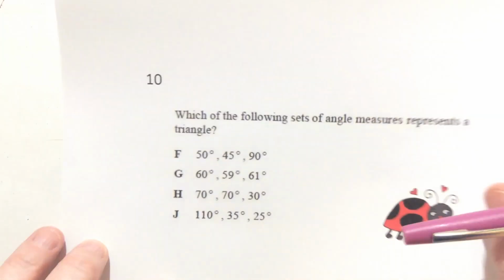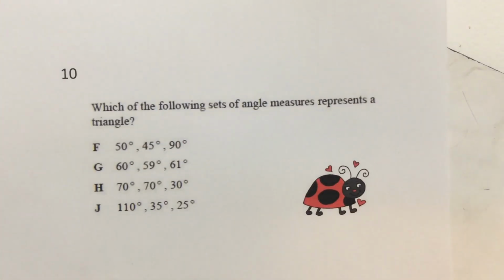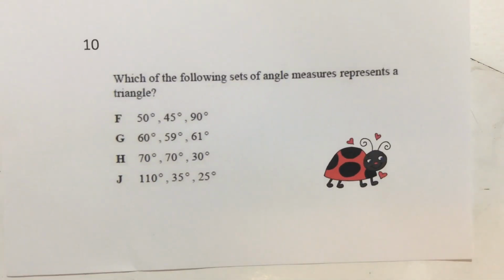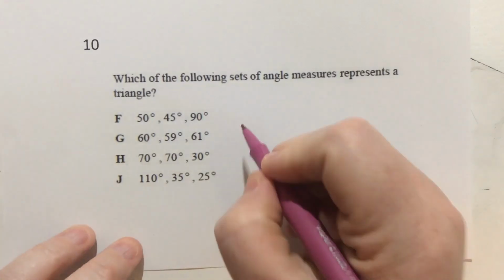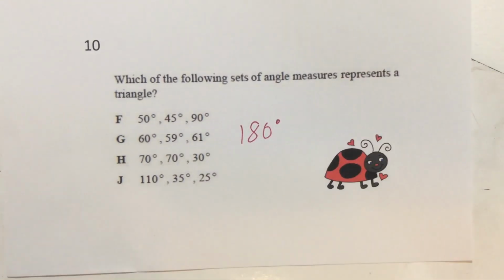And last but not least, which of the following sets of angle measures represents a triangle? Basically, this just means which of these has a sum of 180 degrees. Which one? And that's all you have to do. Make for sure you get all the way to the end and submit your video, okay? You have to submit it before it accepts the grade.